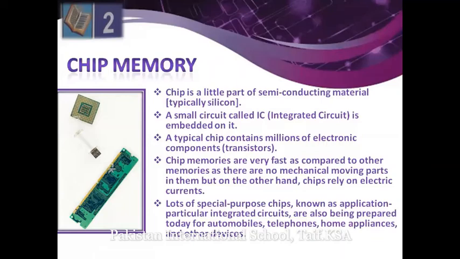A typical chip contains millions of electronic components. These components are called transistors. Chip memories are very fast as compared to other memories, as there are no mechanical moving parts in them, but on the other hand, chip memories rely on the electric current. We have different types of chip memory which we can use in our daily life, in our routine.